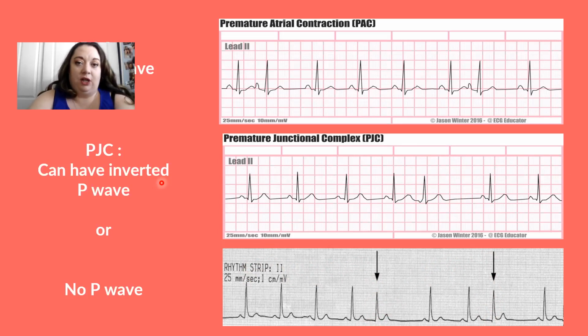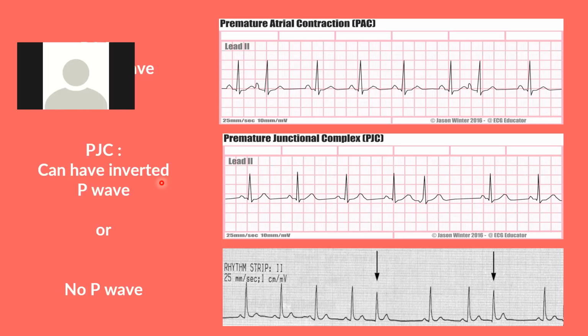The reason for this is, if your SA node fires and your atria contract, you're going to have an upright P wave. That's what the upright P wave represents, atrial contraction. With a PJC, junctional contraction, you have to think of junction and AV, like the AV node, as kind of the same thing. They're coming from the same area. So if I have a PJC, it's a premature beat that didn't happen or exist in my atria at all. It's starting at my AV junction or at my AV node and going down from there. Does that make sense? Okay.